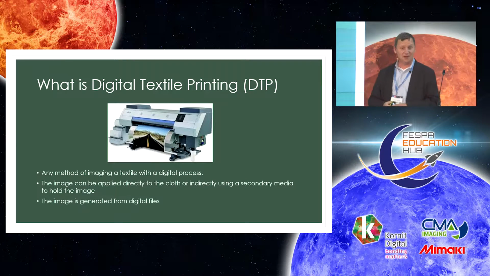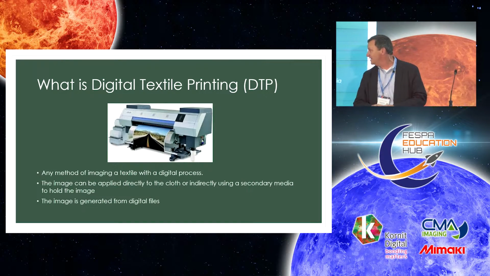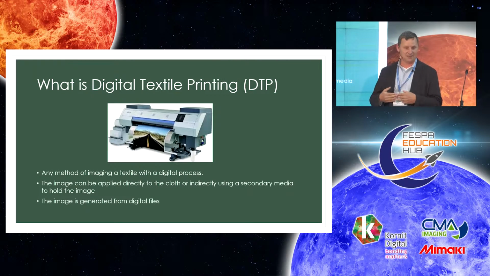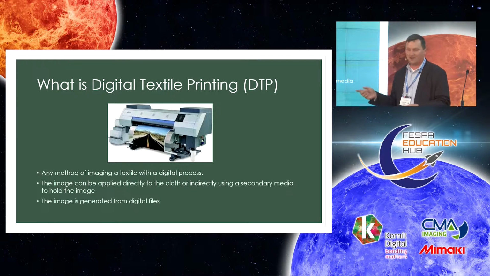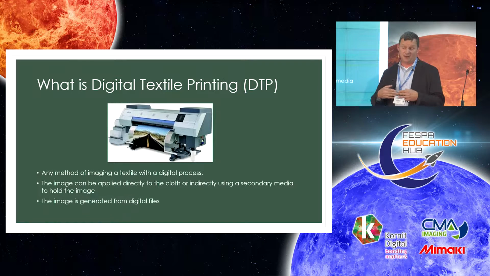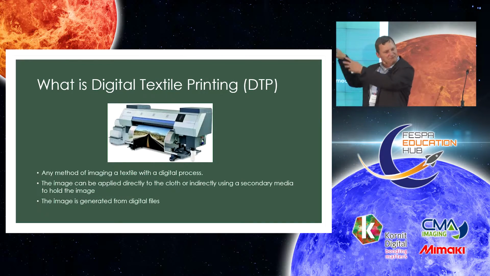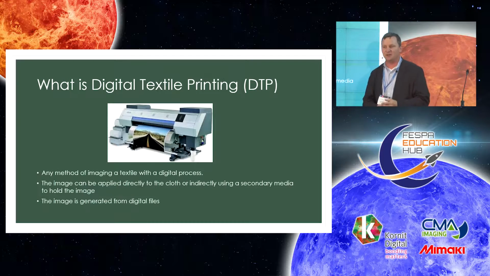What is digital textile printing? I've kind of summed it up as any method of imaging textiles with a digital process. The images can be applied directly to the cloth, directly to the textile itself, or printed to a second or a first substrate and then applied to the textile afterwards. Like I said, the image is generated from the digital file. And these days, this is kind of what digital textile imaging looks like.